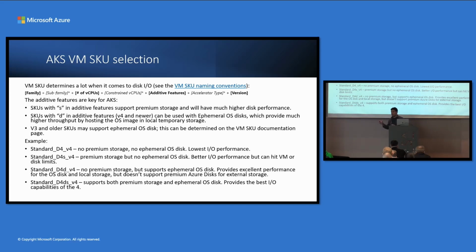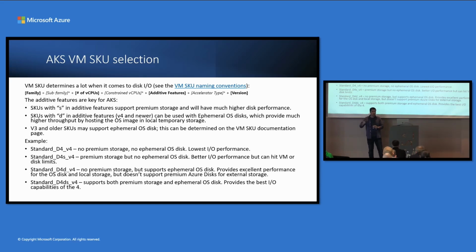The case of Dds4 is an important case, because it has the local disk, whereas the v4 and v5 generations no longer have the local disk in the standard versions, only in the D versions.